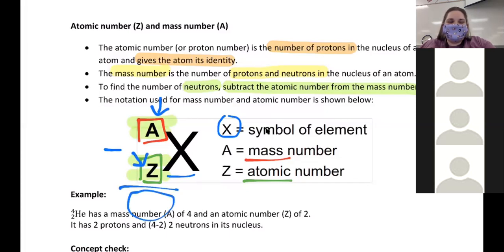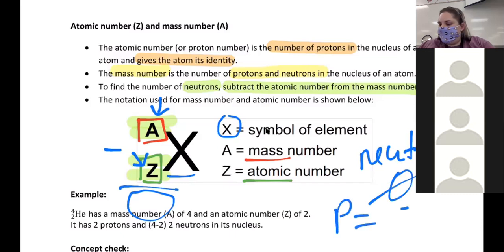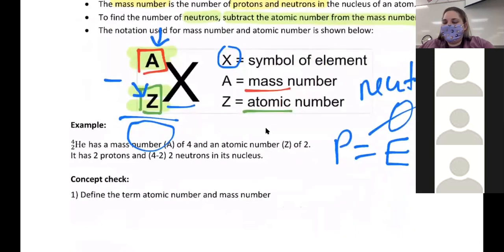For electrons, a lot of times electrons are the same as protons, okay? If you have a neutral atom, meaning your charge is 0, then that means that protons equal electrons, because all of my positive numbers and all my negative numbers cancel out, okay? They're equal. However, if you have up here in the top right corner a plus or minus number, that's the charge. And that means that the protons and electrons are not equal.